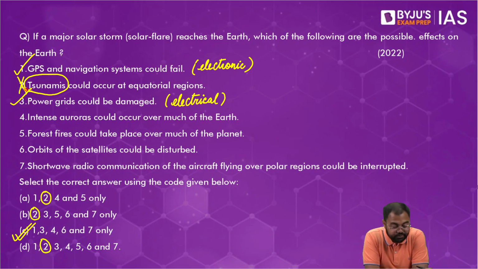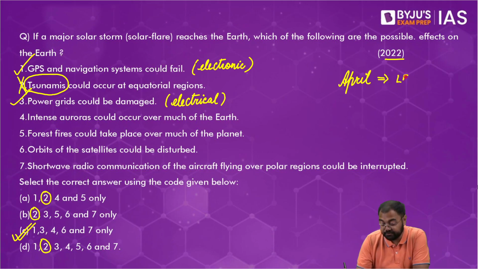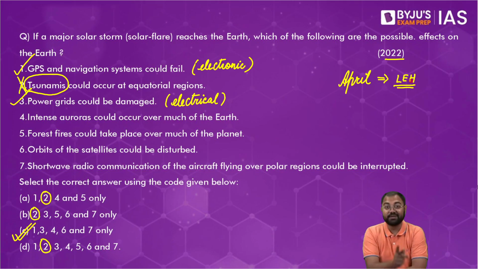Intense auroras could occur over much of the earth. Is that possible? Yes, it is possible. And this year we have so many examples. In the month of April, I'm not sure whether you have read this, for the first time in the Leh region, in the Ladakh region, we observed auroras.